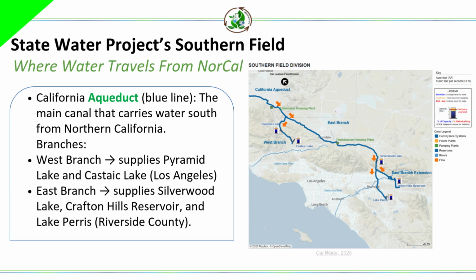Now, let's follow the path of water from Northern California to Southern California. The main canal is the California Aqueduct, shown as the blue line on the map. This canal carries water hundreds of miles south. The aqueduct has two main branches. The west branch supplies Pyramid Lake and Castaic Lake in the Los Angeles area. The east branch supplies Silverwood Lake, Crafton Hills Reservoir, and Lake Perris in Riverside County. So, this system moves water from its northern sources and delivers it to multiple regions in Southern California. It's like a giant network of water highways connecting north to south.